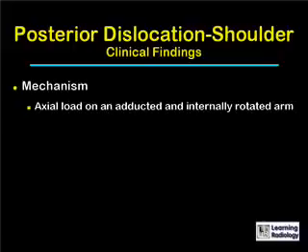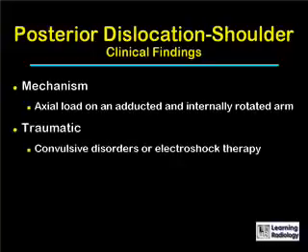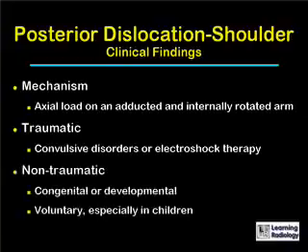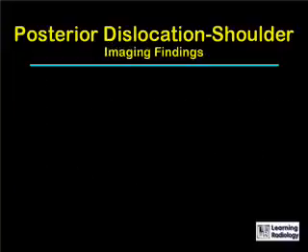Posterior dislocations of the shoulder are produced by axial loads on an adducted and internally rotated arm. They are usually traumatic. They can occur with convulsive disorders or with electroshock therapy. Non-traumatic causes of a posterior dislocation include congenital or developmental causes, and occasionally children can voluntarily produce posterior dislocations.